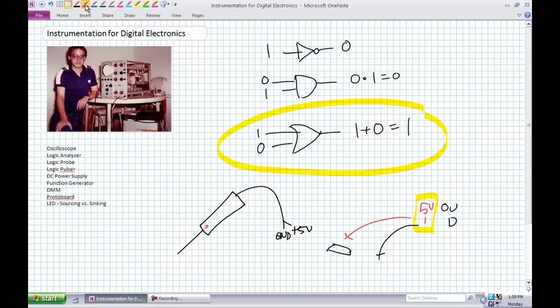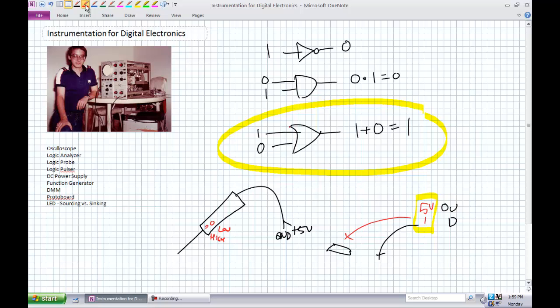There are two LEDs on it, and one says high. One says low. If the high one's lit, the thing you're touching is high. If the low one's lit, the thing you're touching is low. Okay, so a commercially available logic probe. I like using them because they're tiny.